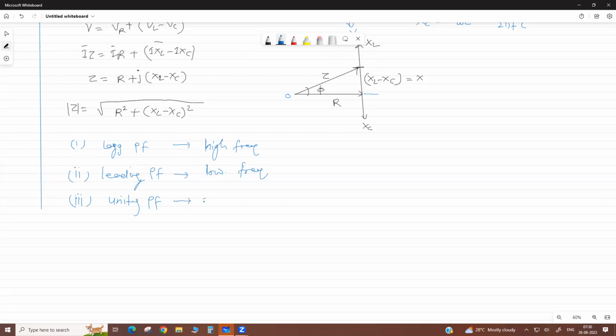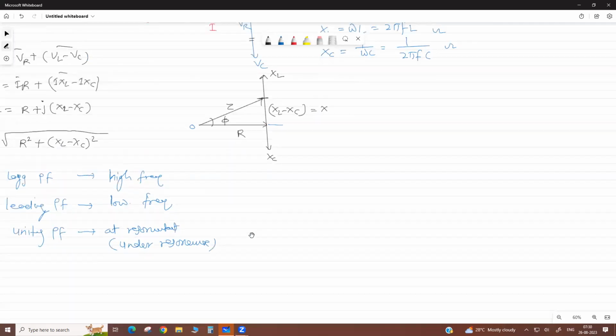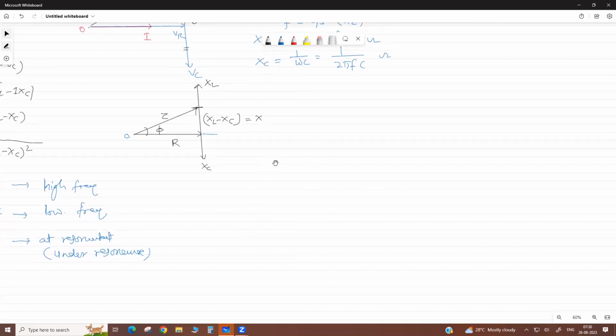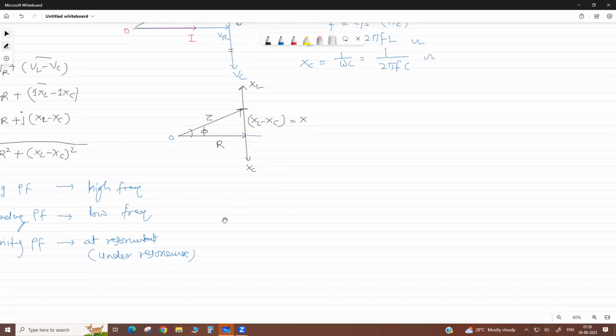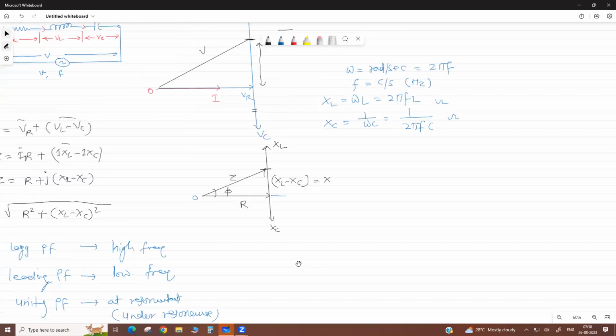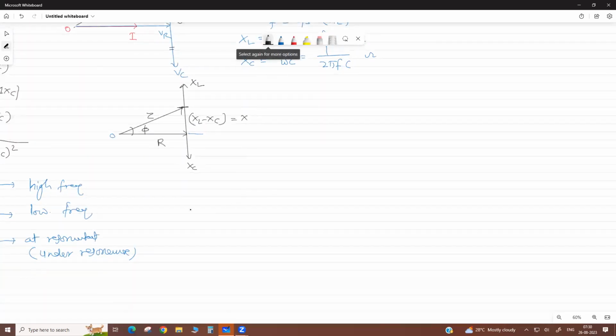Or this is at resonant frequency, or at resonance, or you can write under resonance condition, it operates at unity power factor. See, this resonance is also in your syllabus, okay? Resonance circuit. This lagging we have explained, but when the frequency is lower, this will be high. If frequency is low, this value is high.